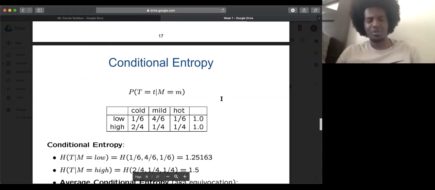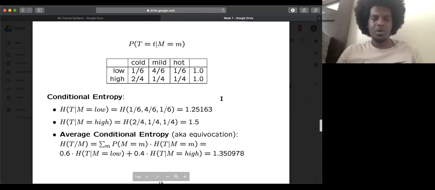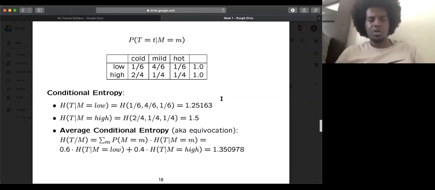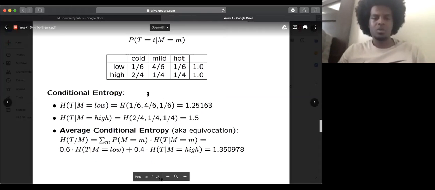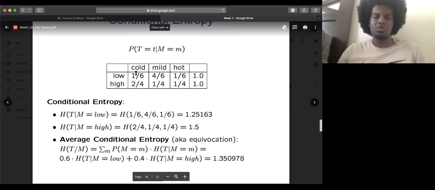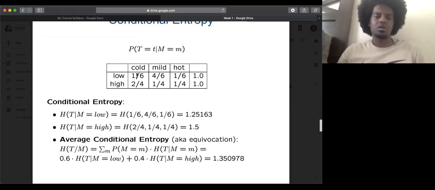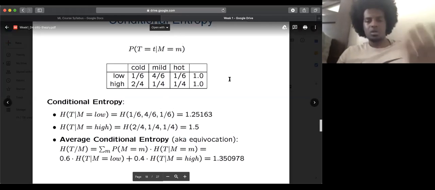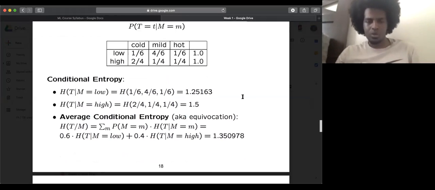Or I guess we'll talk about conditional entropy first. Conditional entropy is the same as conditional probability; you're doing the exact same calculation. You're trying to find the entropy of T, the temperature, given that the humidity is low. So all you're doing is looking at the individual probabilities of all temperatures when the humidity is low. So this is all pretty straightforward. Does it make sense?